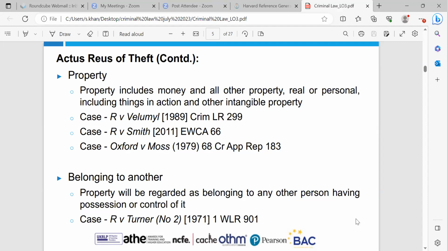The Court of Appeal held that the property belonged to a person if at the time of the appropriation that person was in fact in possession or control of it. The words possession or control in Section 5, subsection 1 of the 1968 Act did not require to be qualified in any way. For example, the person from whom the property is taken must in fact be in possession or control. Any question of legal possession or control, for instance, through a hire purchase agreement, was irrelevant.